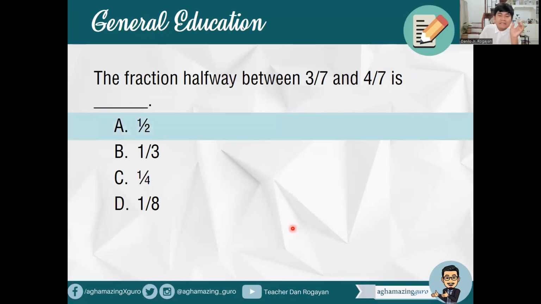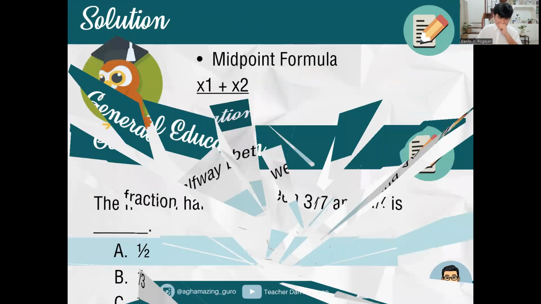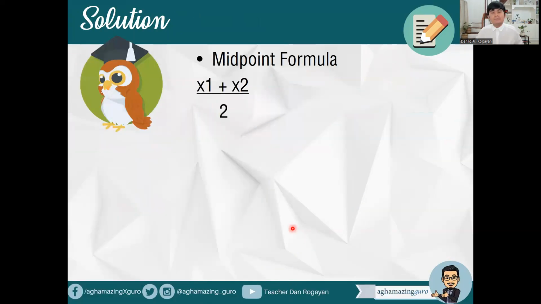So pag nakita sa board exam, 3 over 7 and 4 over 7, the fraction halfway is 1/2. Okay? Kung ayaw nyo na mag-compute, tandaan nyo lang 3 over 7, 4 over 7, 1/2. But of course, for us to be able to get that, we're going to use the midpoint formula, x1 plus x2 over 2. So the given for our x1 is, of course, 3 over 7. Then our x2 is 4 over 7. So we're going to see the halfway.